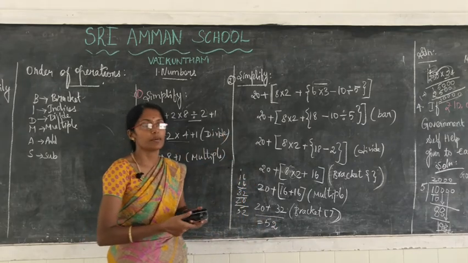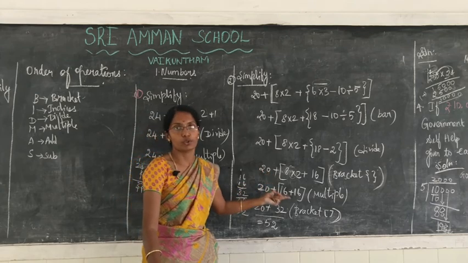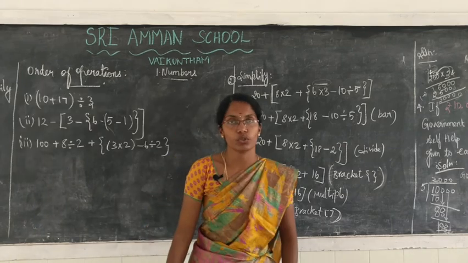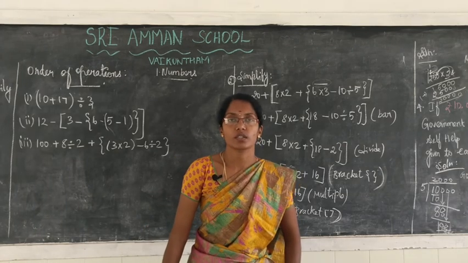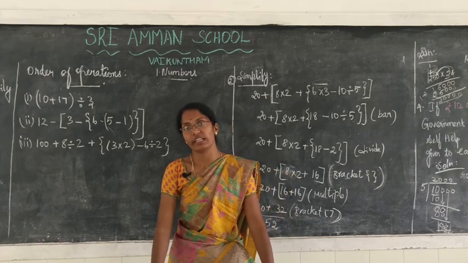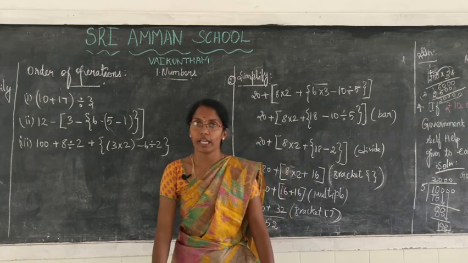Okay, have you all understood the order of operations? Like this only you have to do. Okay. Friends, are you all clear about today's topic? So what topics did we see? Usage of large numbers in our real life situations and order of operations. Okay. So are you all clear about this?